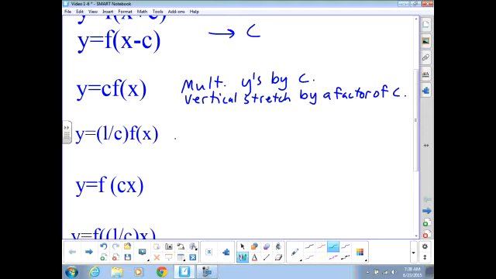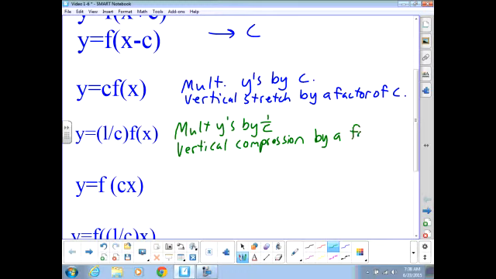Similar idea for the next one, we could say that we multiply the y's by 1 over c, or assuming c is some number greater than 1, we could say that it is a vertical compression. You could also say a shrink. You might have seen that terminology before. Vertical compression by a factor of 1 over c.